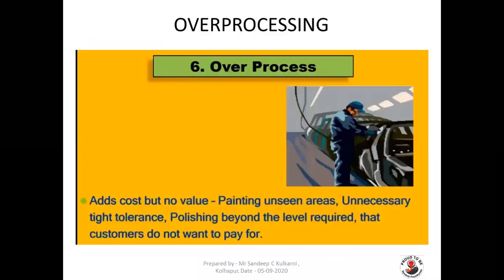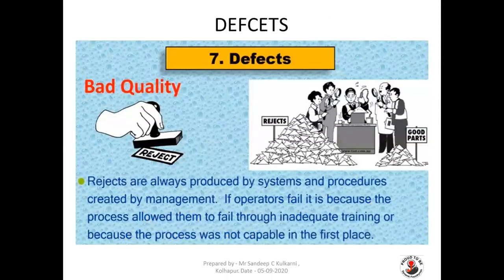You are painting unseen areas, applying unnecessary tight tolerances, polishing beyond the level required, that customers do not want to pay for. That is over processing. To avoid over processing, so that you can match up your cost, match up your process time, and so that you can earn the profit, it's very important to reduce or eliminate over processing activities.